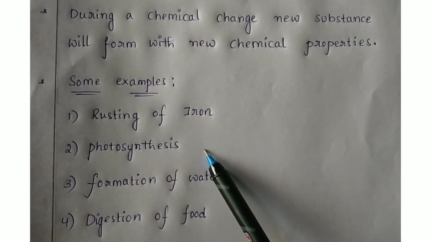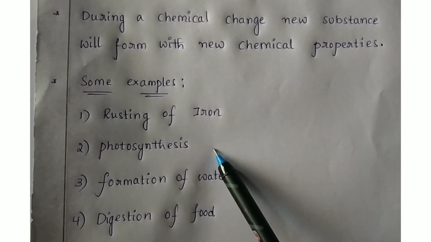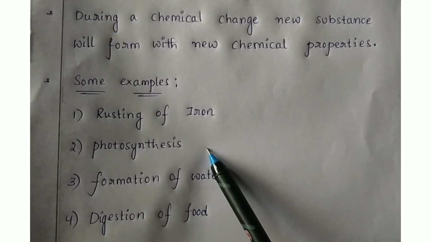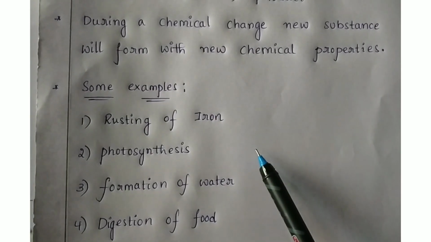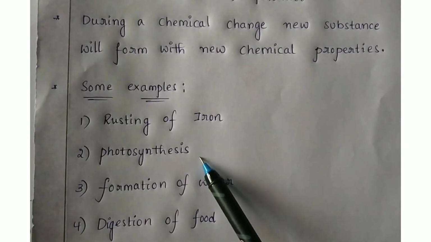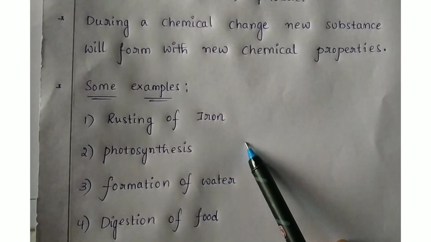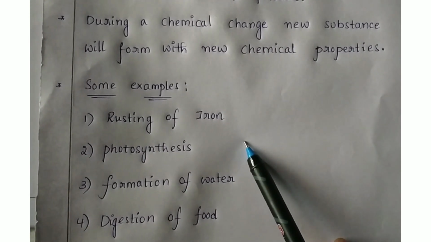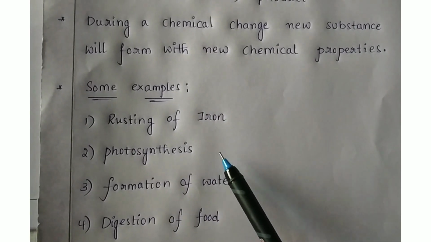Photosynthesis. Plants can prepare their food by themselves using photosynthesis. That means the reaction between carbon dioxide and water. By the reaction between these two, in the presence of sunlight, the plants will prepare glucose. The product is glucose here and the byproduct is oxygen. We are breathing the oxygen. So this is a chemical change. Photosynthesis is a chemical change.